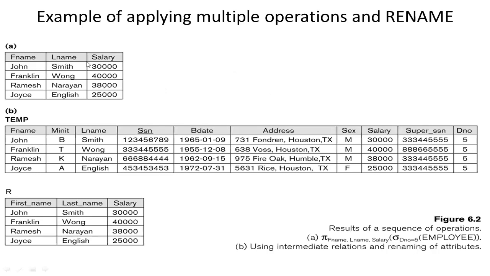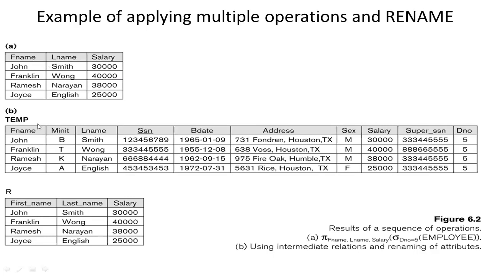Here first name, last name, and salary, and this one operation. So here the first one is from the given employee table. When you perform project F name, last name, salary, with department number equal to 5 on employee. This is actually the previous slide we discussed. We apply the department number equal to 5, and then we project the 3 columns alone: first name, last name, and salary.